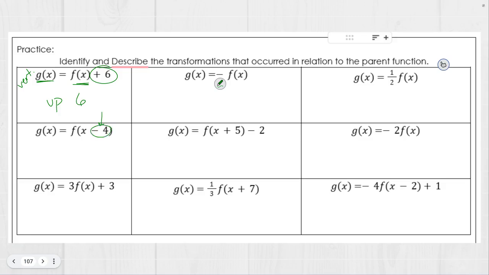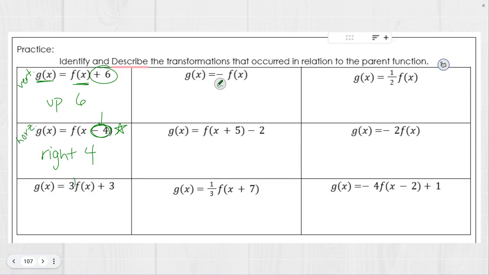Here I've got a number inside parentheses. That's special. That's left and right. Well, naturally left is negative, but this time we have to go right. This is the horizontal.